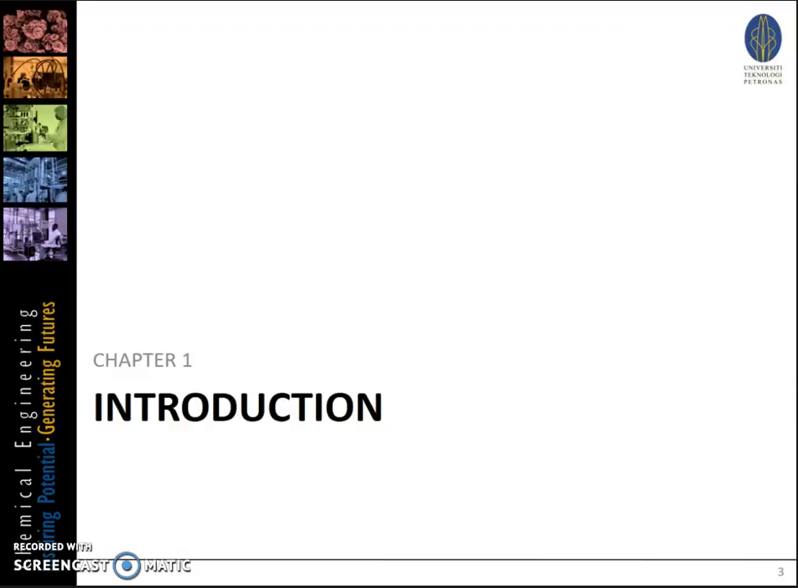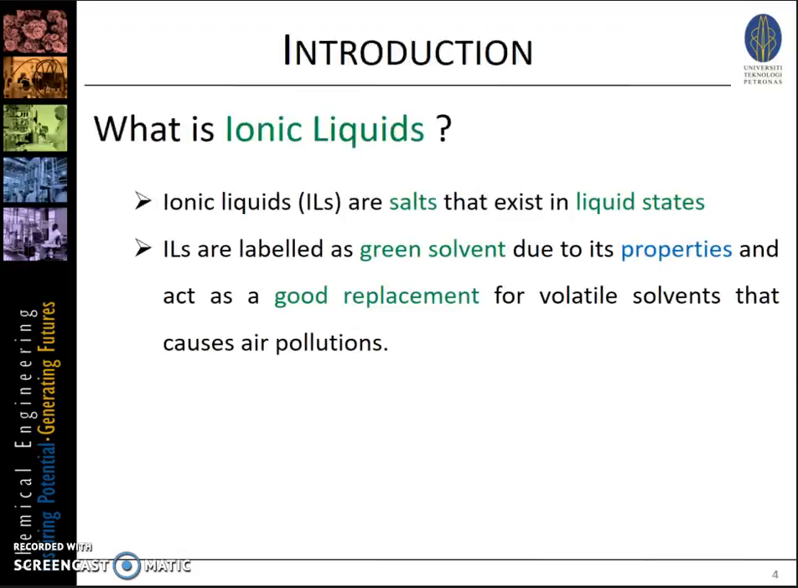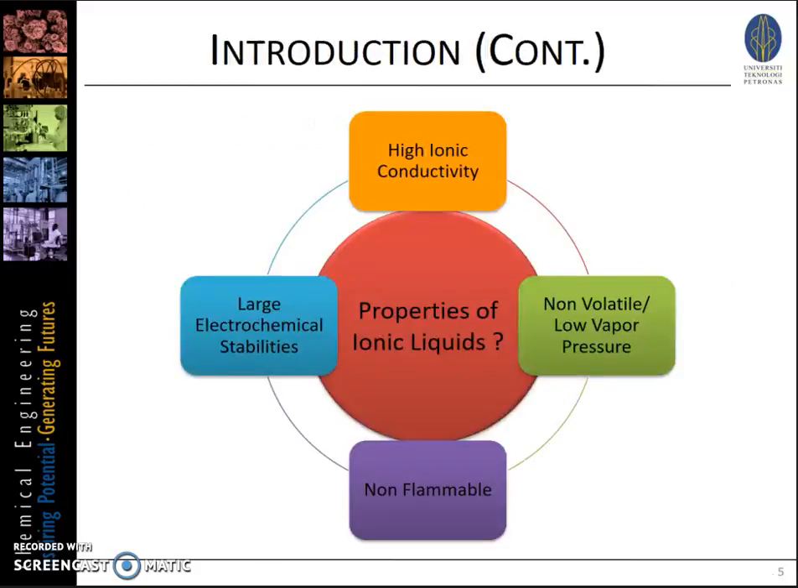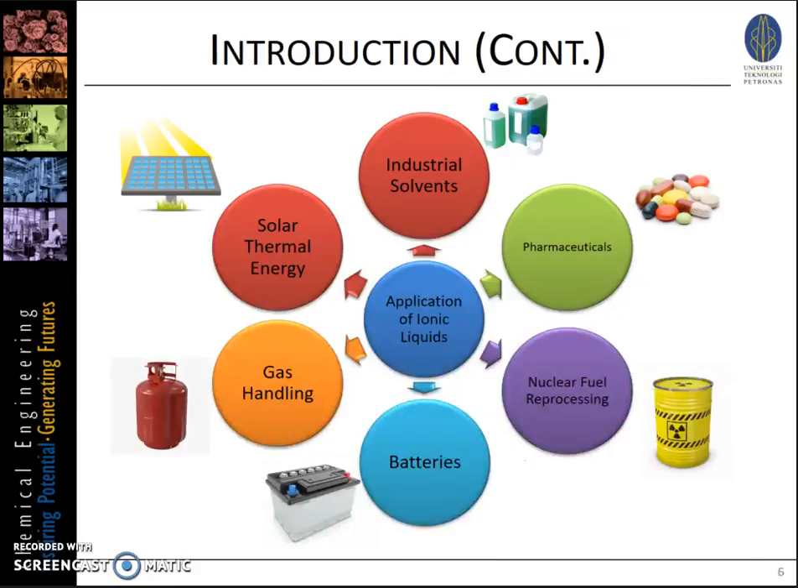Chapter 1, Introduction. So, what is ionic liquid? Generally, ionic liquids are salts that exist in liquid states and are labeled as green solvent due to its properties and act as a good replacement for volatile solvent that causes air pollutions. These ionic liquids have several properties generally, which is high ionic conductivity, non-volatile and have low vapor pressures, non-flammable and have large electrochemical stabilities.